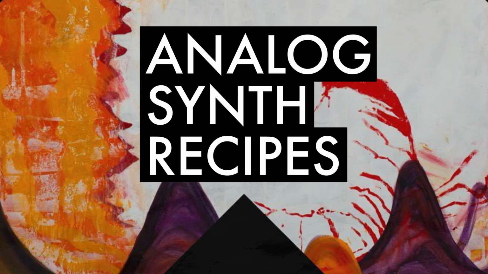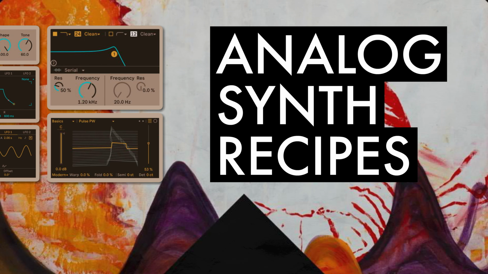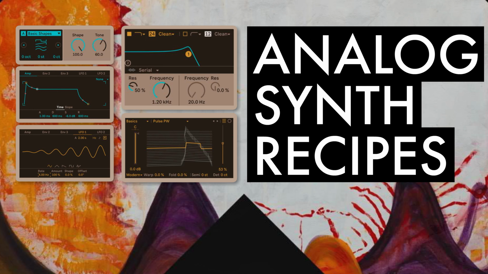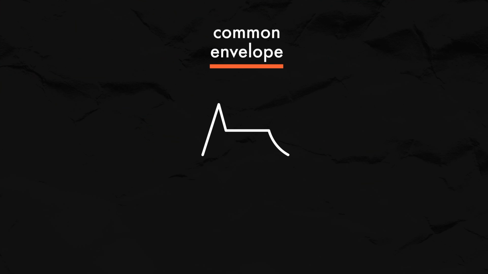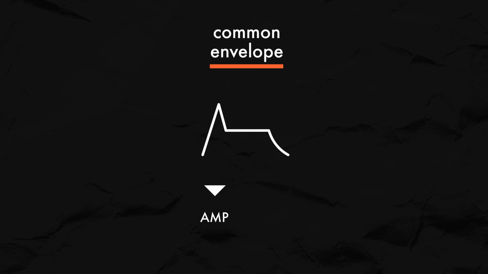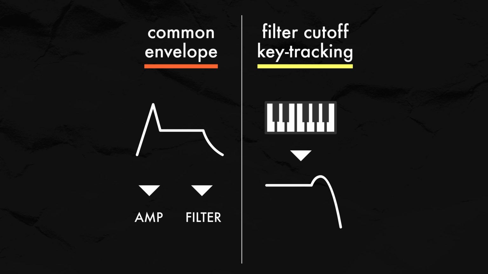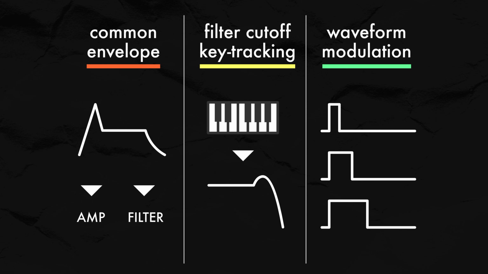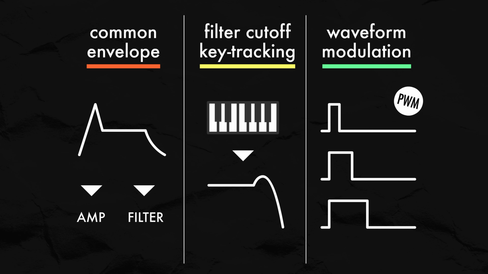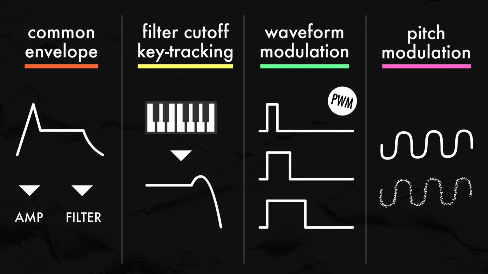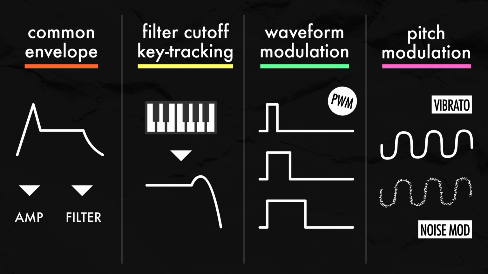Most of the synth sounds in Foreign Spies are this kind of vintagey analog synth patches, and they're all based around a common recipe. A single common envelope for the amp and the filter, key tracking of the filter cutoff frequency, waveform modulation, usually in the form of pulse width modulation, but we will also explore other possibilities, and pitch modulation, mostly vibrato, but it can also be more interesting. So we're broadly aiming at something like this.